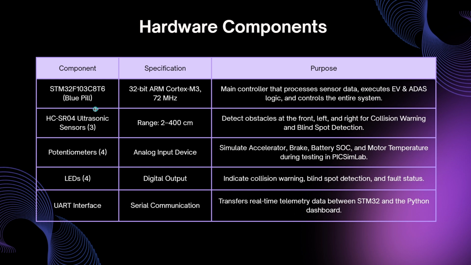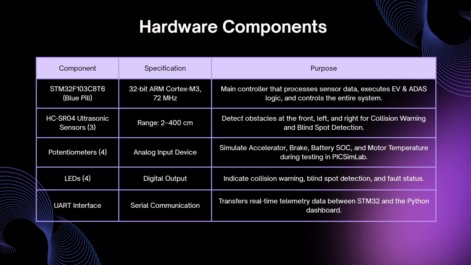To detect nearby obstacles, there are three HC-SR04 ultrasonic sensors to detect the front, left, and right sides of the vehicle, used for forward collision warning and blind spot detection. We have also used potentiometers for simulation of acceleration, brake, battery state of charge, and motor temperature. We have also included 4 LEDs which will indicate the collision warning, blind spot detection, and show the fault status. Finally, the UART interface is used for transferring all the processed vehicle data from the STM32 to the Python dashboard for real-time monitoring.